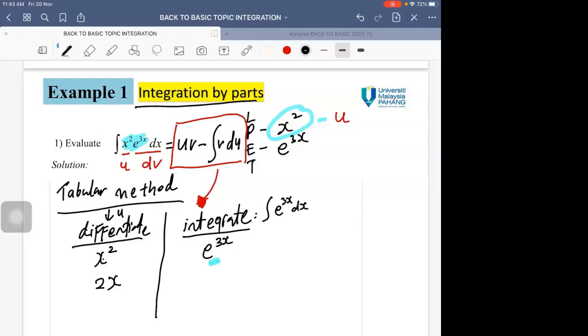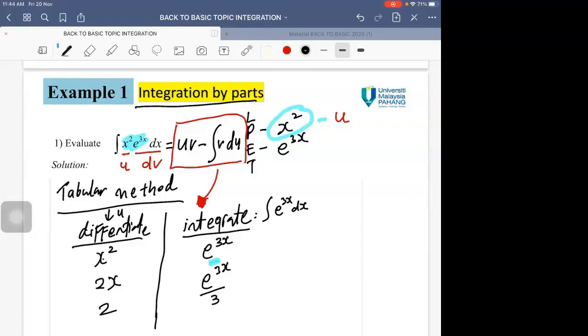Okay, good Irfan, good Nash. So exponent 3x over 3. Do we need to stop, or do we still need to differentiate? We need to differentiate again, because we have not got 0 yet. We only stop once we get 0 at the column of differentiation. So differentiate 2x, we get 2. Integrate again, and differentiate 2, we get 0.